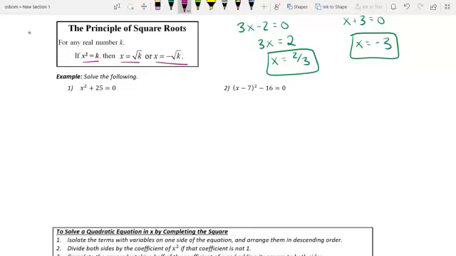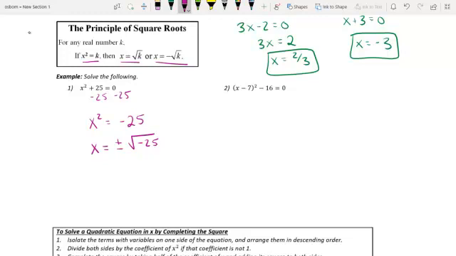Alright, so what that means for us. We've got an example of x squared plus 25 equals 0. So the first thing I'm going to do is subtract that 25 from both sides so I isolate my variable. That gives me x squared equals negative 25. At this point, I'm going to use the principle of square roots, and I'm going to take the square root of both sides. When I do that, that gives me x equals plus or minus the square root of negative 25.